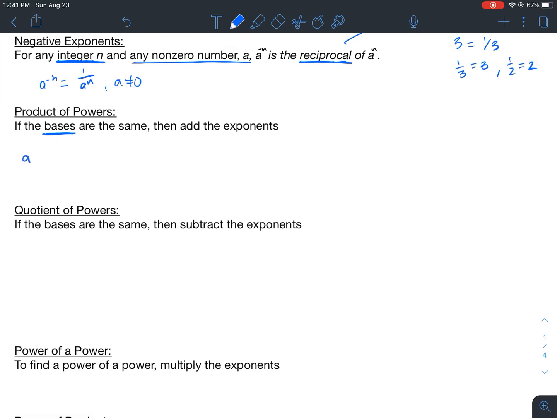So if we had a raised to the m and it's being multiplied, that's what it means by product. Product is multiply. A to the n, so with a product of powers being multiplied together, you can add the exponents and keep the base. Just like that. So a to the m times a to the n is equal to a to the m plus n. It's the same.